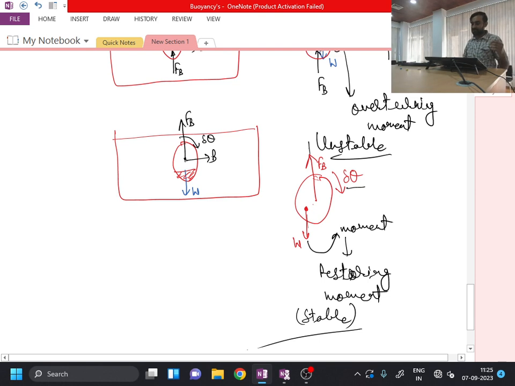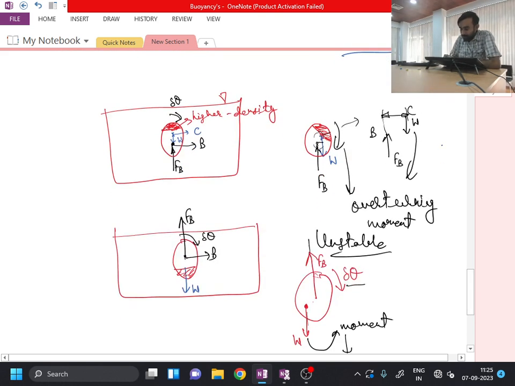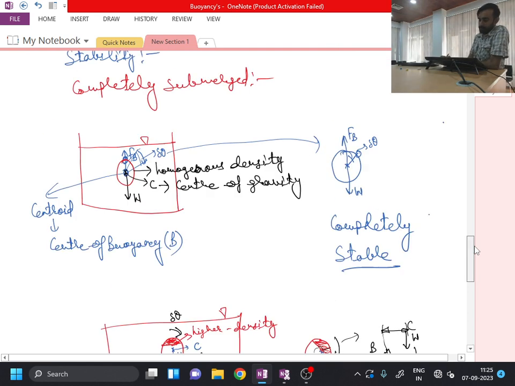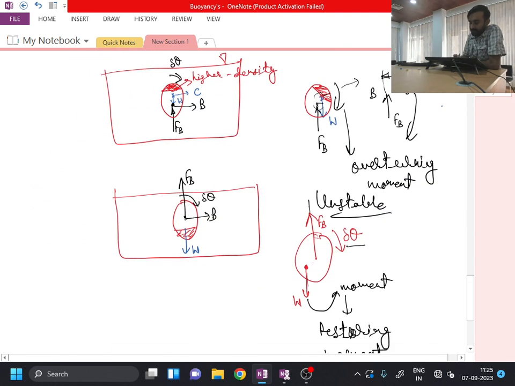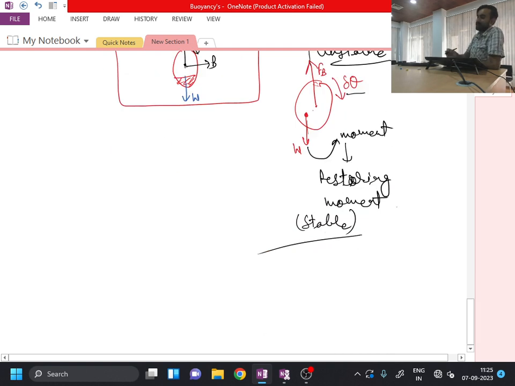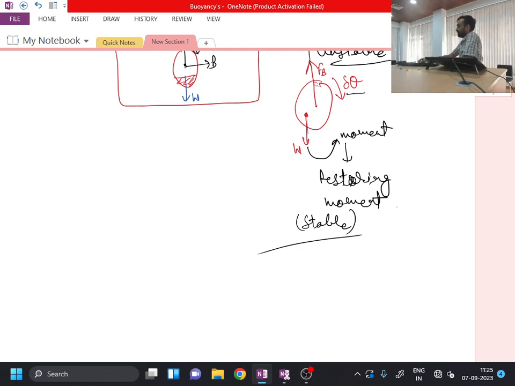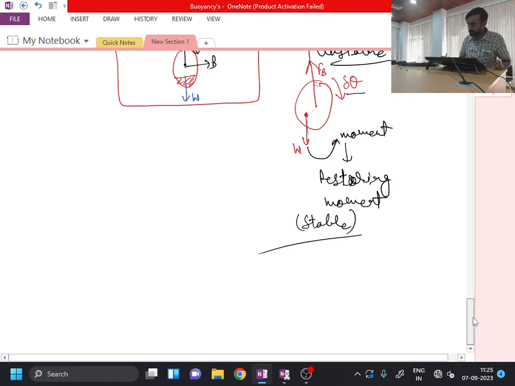This restoring moment will try to bring the body once again to its original position, which is a stable situation. So one important conclusion I can make from this: when both the center of buoyancy and center of gravity coincide, it is a purely stable situation. When the center of gravity is above the center of buoyancy, we find an overturning moment and it is an unstable situation. But when the center of buoyancy is lying above the center of gravity for a completely submerged body, we find a restoring moment which will try to bring the body back to its original position after the delta theta displacement. So this is one important situation.